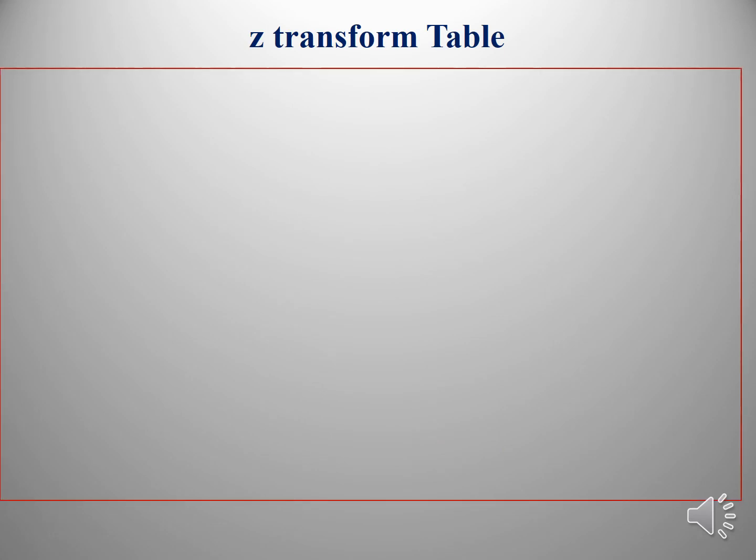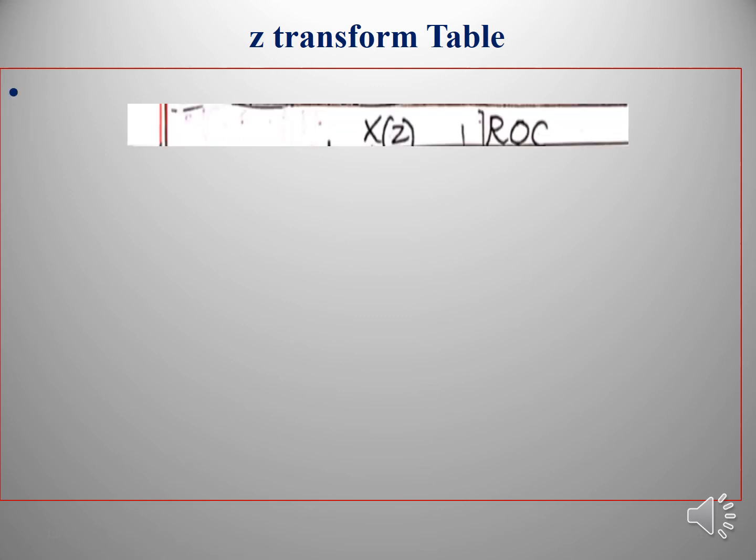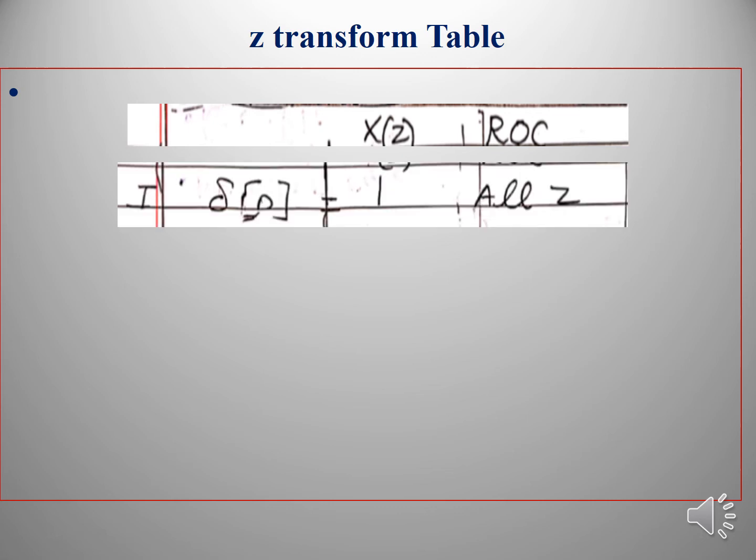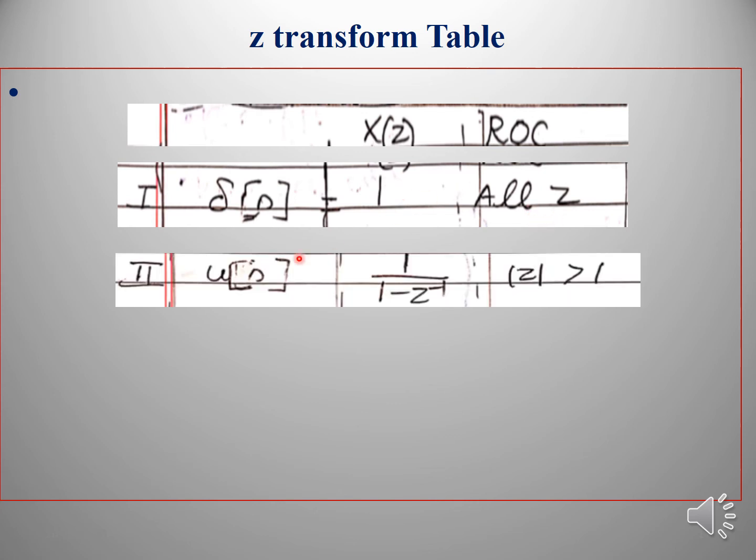Next, let us try to understand the Z-transform table, at least the basics, which may be necessary for understanding some simple problems. Let us start with the value of x of z and its equivalent ROC, because only for the ROC the definition of x of z would be valid. We go on for the first definition, which is an impulse function, for which x of z is going to be equal to 1 for all z. Similarly, for u of n, it would be 1 by 1 minus z power minus 1 when modulus of z is greater than 1.